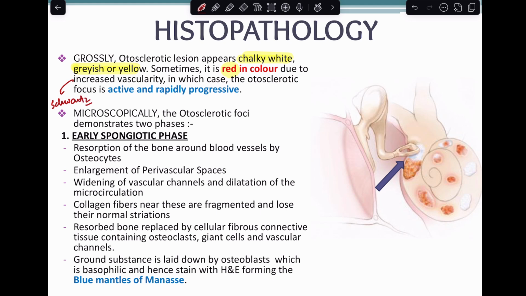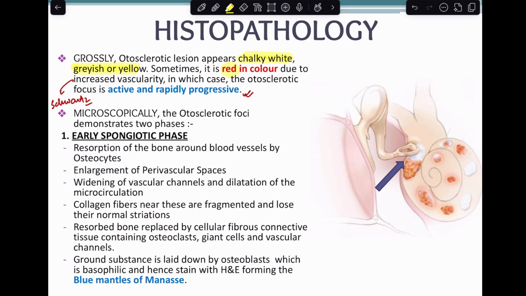And if we see it is red in color, what it determines is the fact that the focus is active and rapidly progressing. Now, let's look at the microscopical histopathology over here. So, it has two phases. First is the early spongiotic phase, and second is the late sclerotic phase.